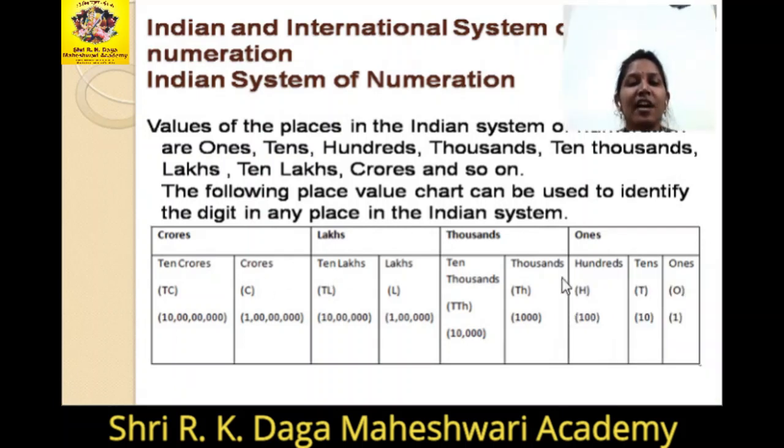You can see the chart. There are 4 blocks. First block ones, which is divided in 3 sub blocks, ones, tens and hundreds. Second block is of thousands, which is also divided in 2 parts or 2 sub blocks, thousands, 10,000s. Third block lakhs, which is divided in 2 sub blocks, lakhs, 10 lakhs, and fourth block is of crores, which is divided in 2 sub blocks, crores and 10 crores.